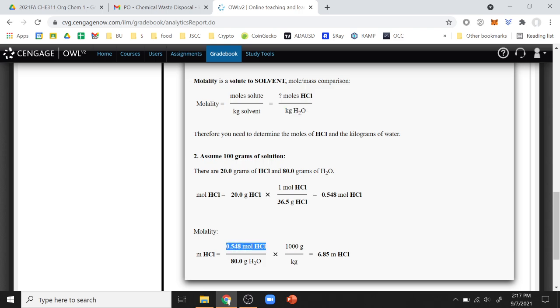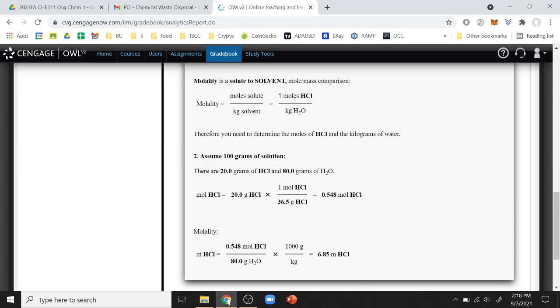Right here we have 0.548, the number we came up with, moles of HCl, our solute. We divide it by 80 grams of H2O. But we don't want grams, we want kilograms. So we go ahead and do the unit conversion, which is 1,000 grams are in a kilogram. By the way, if you don't have these unit conversions down, you really need to practice at them. This is something that should be automatic and just already flow from your tongue, flow out onto the paper. This should not be something you have to sit there and think about.